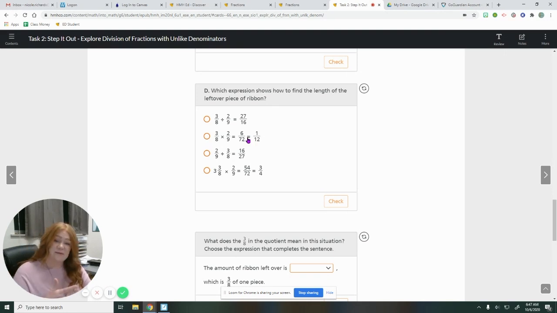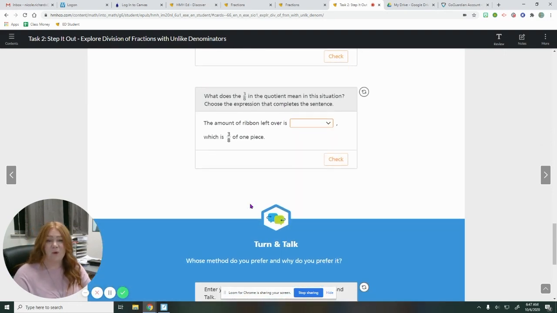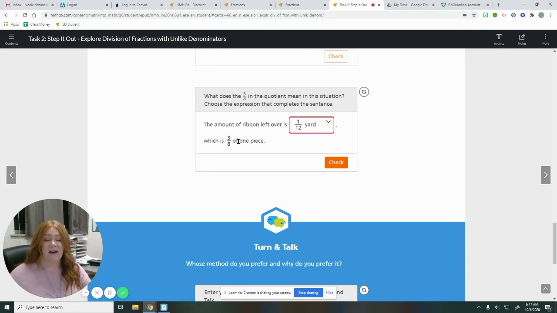He doesn't just have 3/8 left over. He's got 3/8 of the 2/9 ribbon, which means he only has 1/12 left. So what does 3/8 in the quotient mean? The amount of ribbon left over is 1/12, which is 3/8 of 2/9. So 2/9 is kind of like our piece there. That's what we want, and we only had 3/8 of it, which is 1/12. So when you have 3/8 of something else, we want to multiply to find that answer.